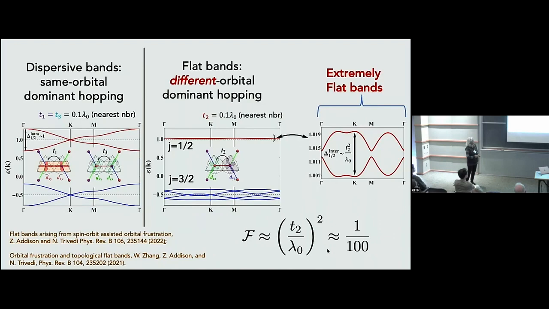So the flatness ratio, which is the bandwidth divided by the spin orbit coupling, can become really small. This can become really flat. So instead of a quarter for twisted bilayer graphene, you can put some typical numbers, and this can become like 1/100. So it's a very interesting design principle.